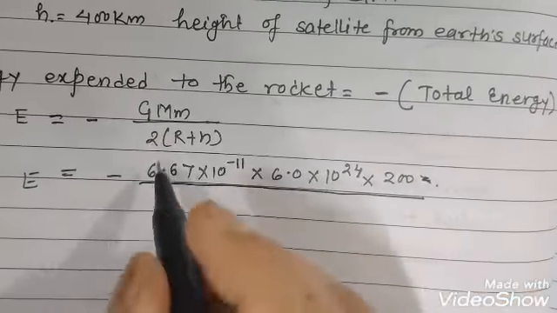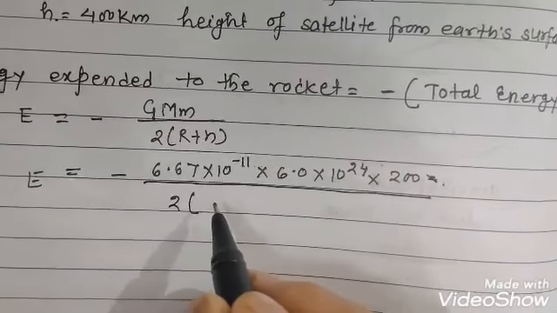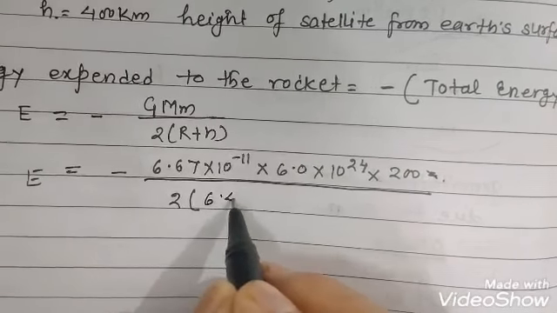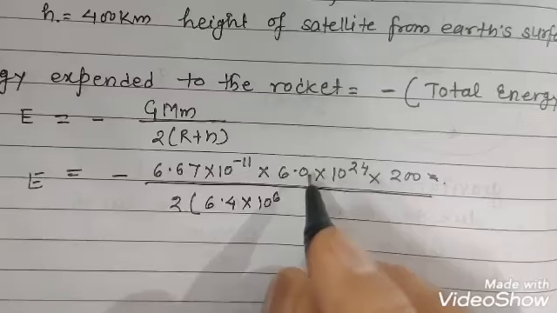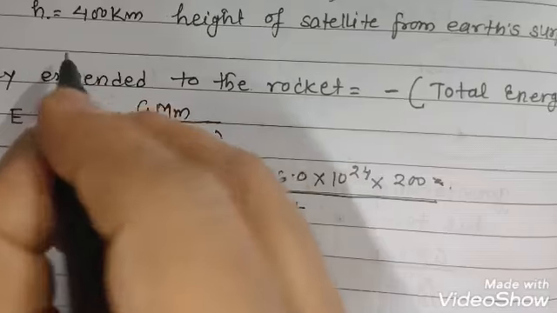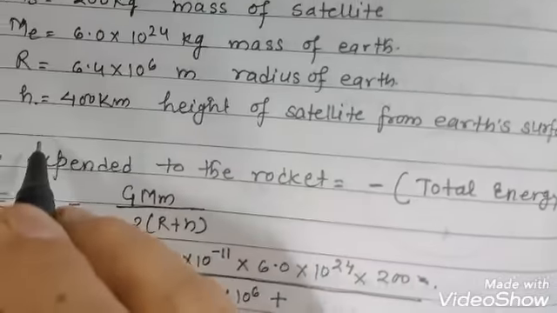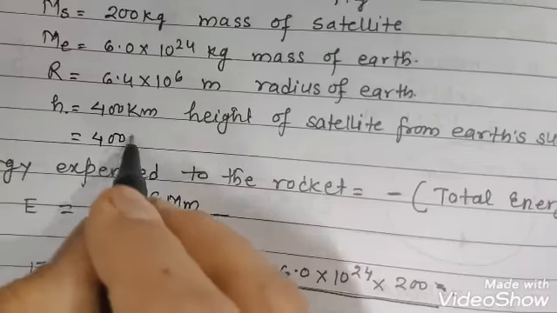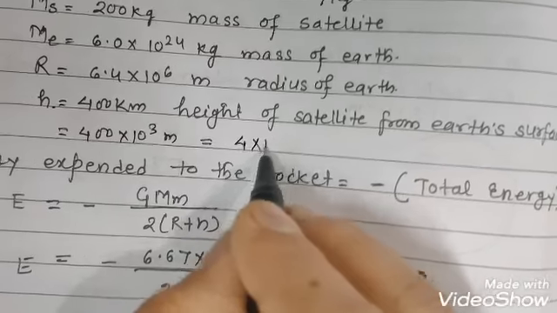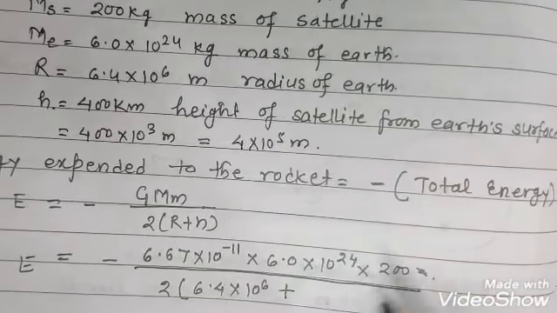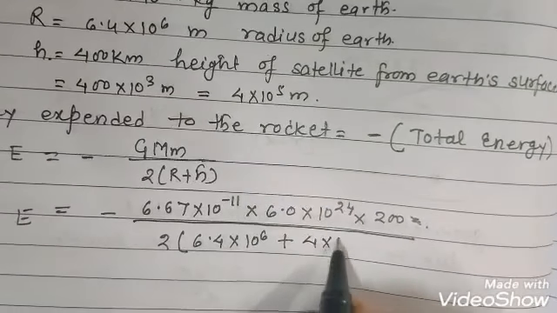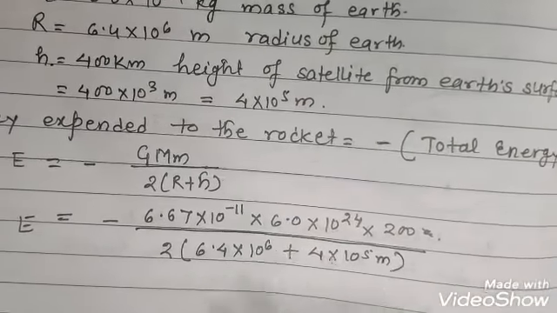Now divided by 2, the radius of Earth, which is 6.4 into 10 to the power 6 meter, plus 400 kilometer. Here I will change the 400 kilometer into meter, that is 400 into 10 to the power 3 meter, or you can say 4 into 10 to the power 5 meter. So here I will just put the value of h, that is 4 into 10 to the power 5 meter.